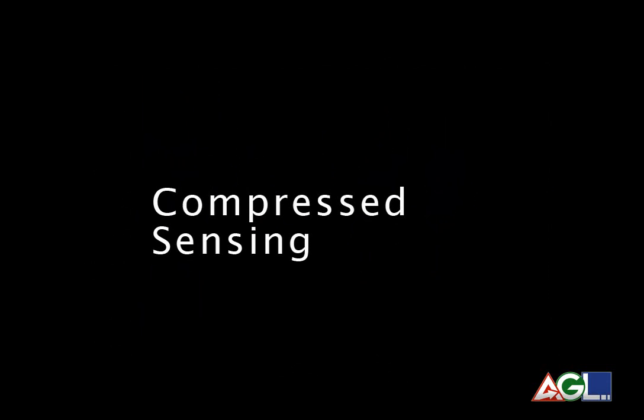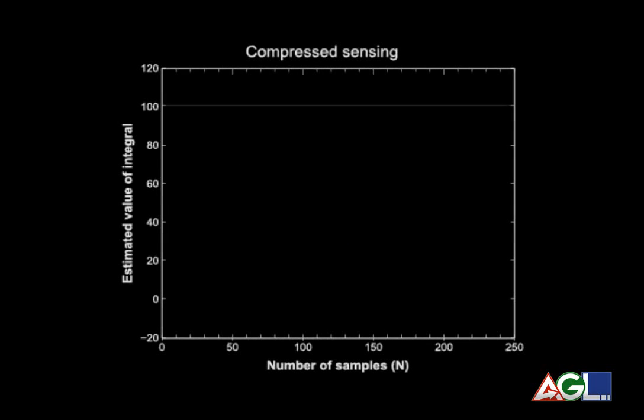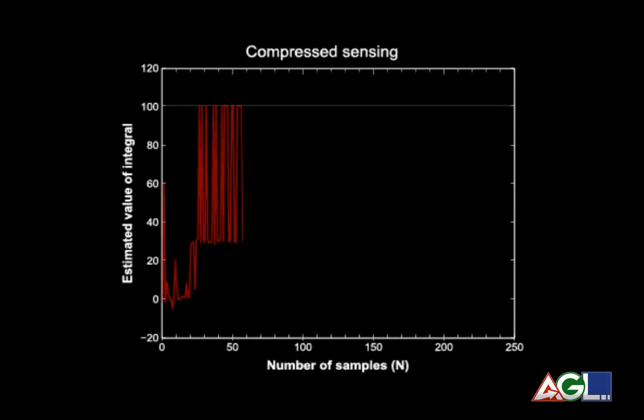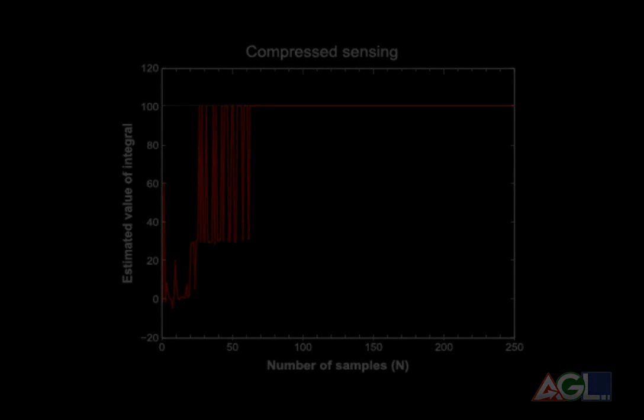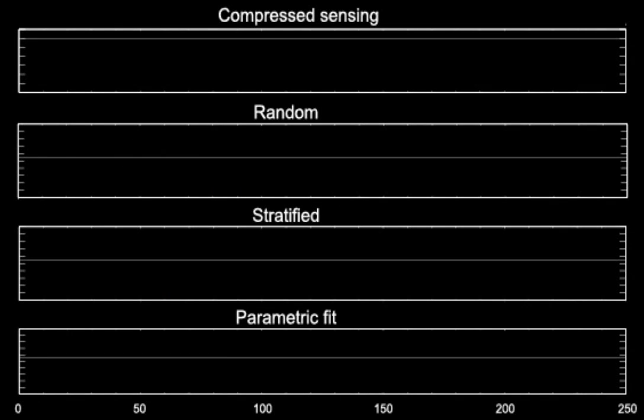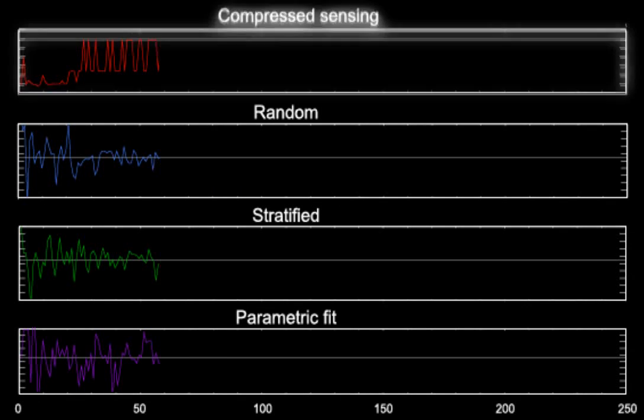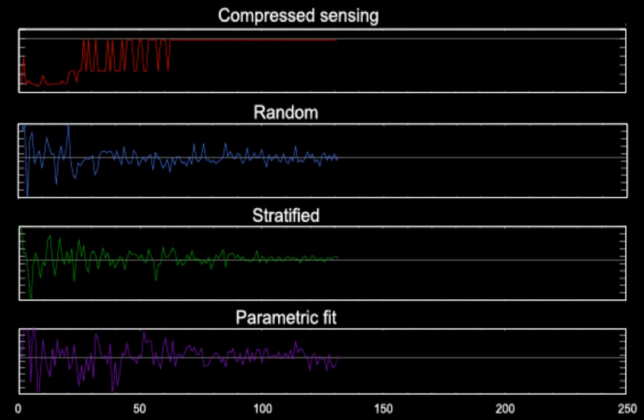Our approach is based on the novel theory of compressed sensing, which estimates the signal assuming that it's sparse in a transform domain. By doing so, we're able to approximate the original signal more accurately with fewer samples, leading to fast convergence of the integral. The details on how compressed sensing does this are in the paper. A comparison of the four approaches shows the accelerated convergence rate of our technique for this simple example.